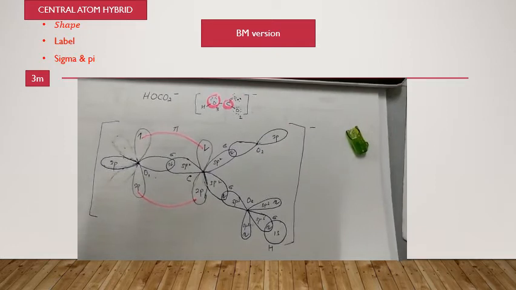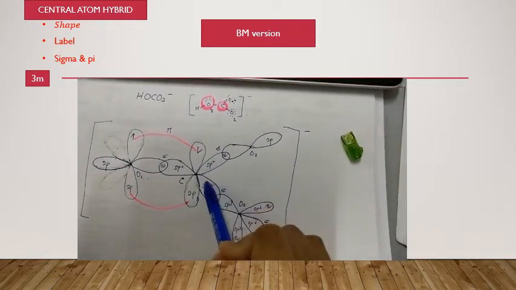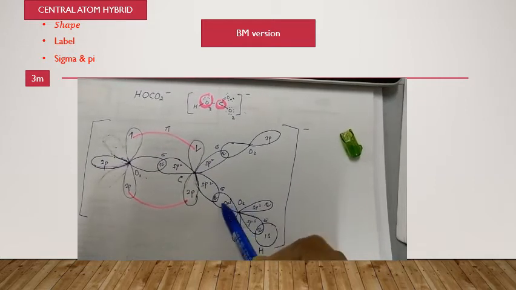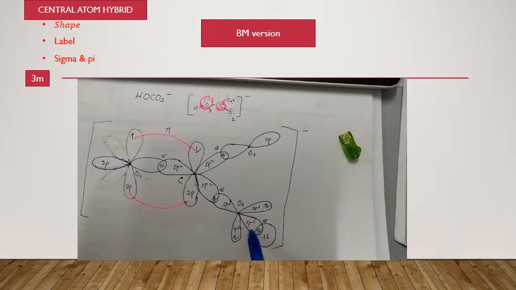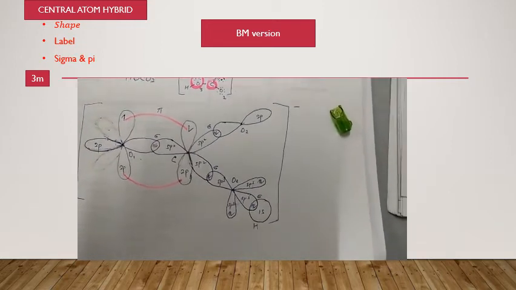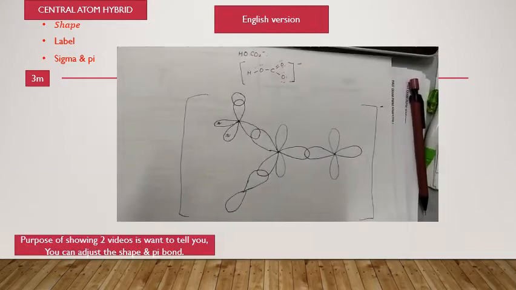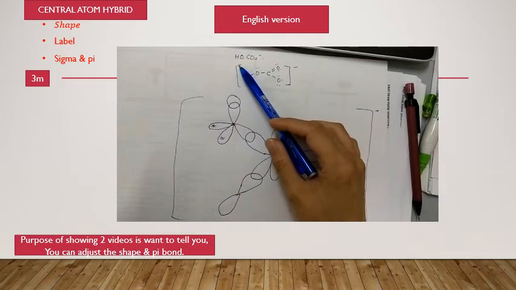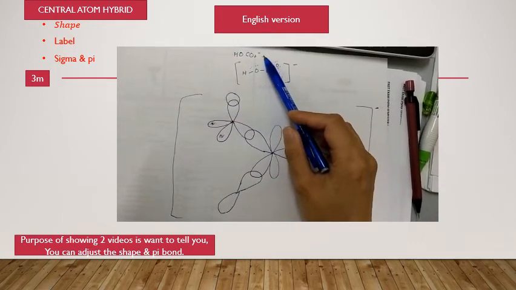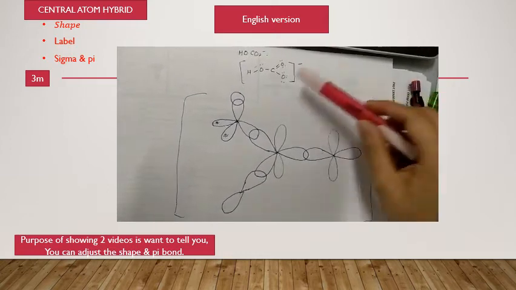Okay, so carbon sp2 as the central atom, sp2, and then oxygen as the central atom, sp3, sp3, 2 lone pair, sigma, tetrahedral. Okay, and then, so how to draw the hybridization diagram for HOCOO2 negative ion? So in this case, make sure you draw the correct Lewis structure.